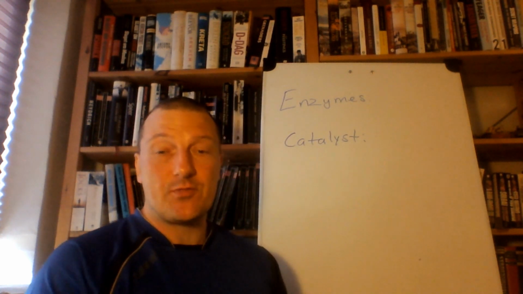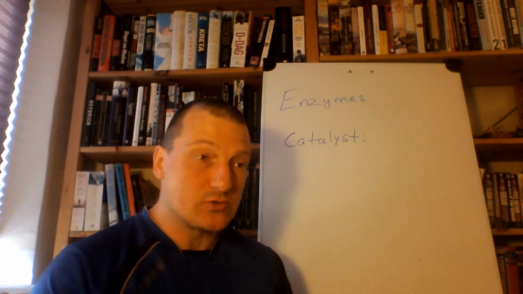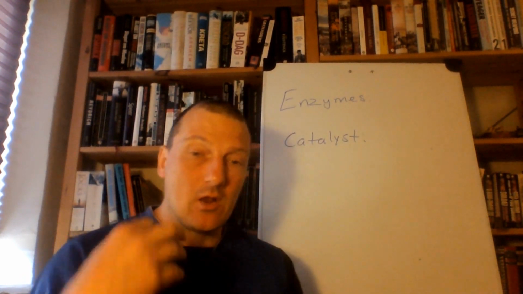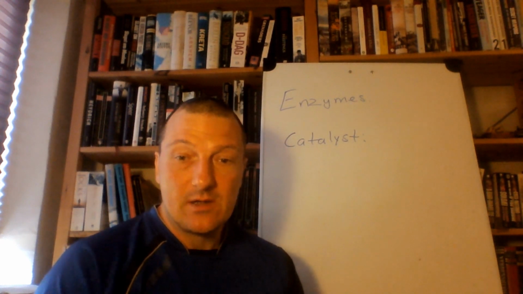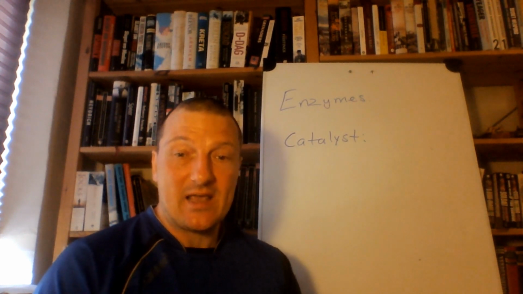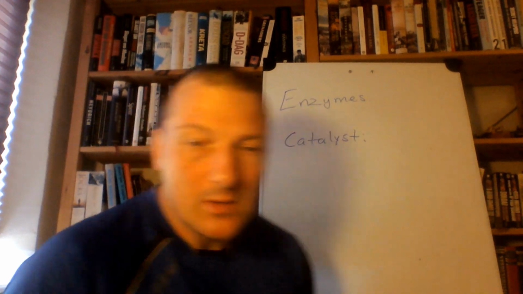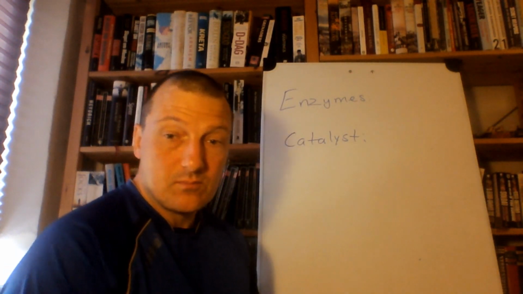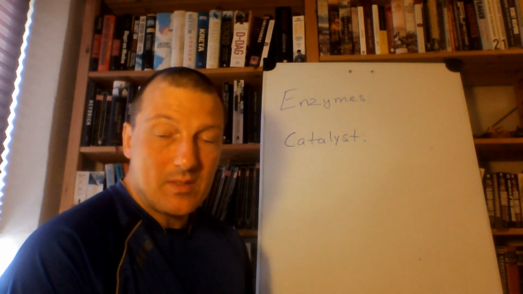So for example, if you throw a Mentos into a Coke, we all tried that, that speeds up the release of the CO2 bubbles a lot. So in this case here, our Mentos is a catalyst. Now, enzymes are catalysts in the cell, and they're made of proteins.